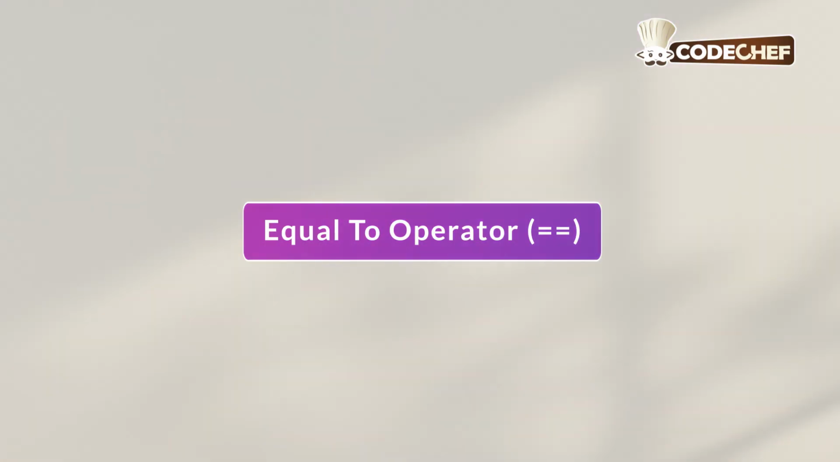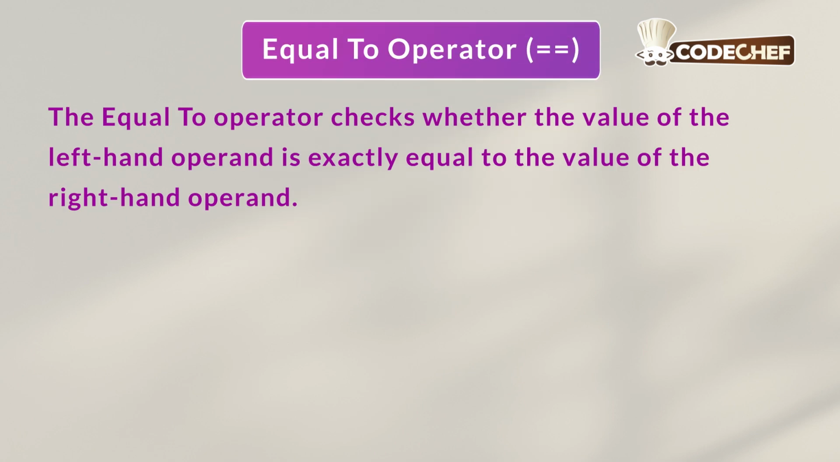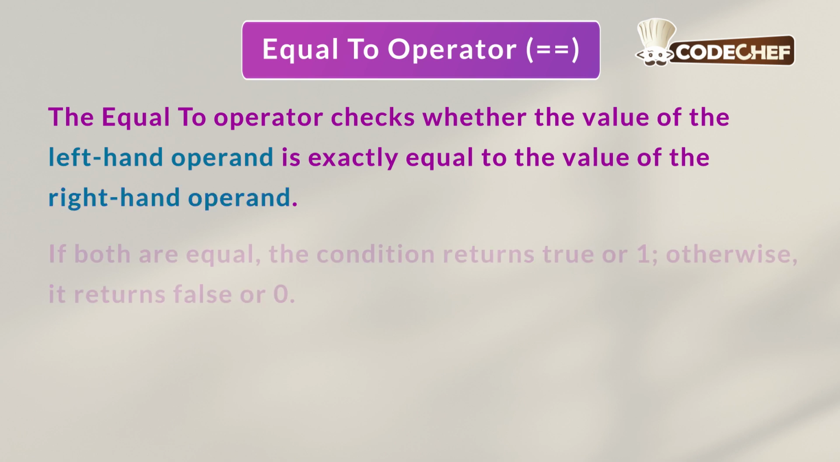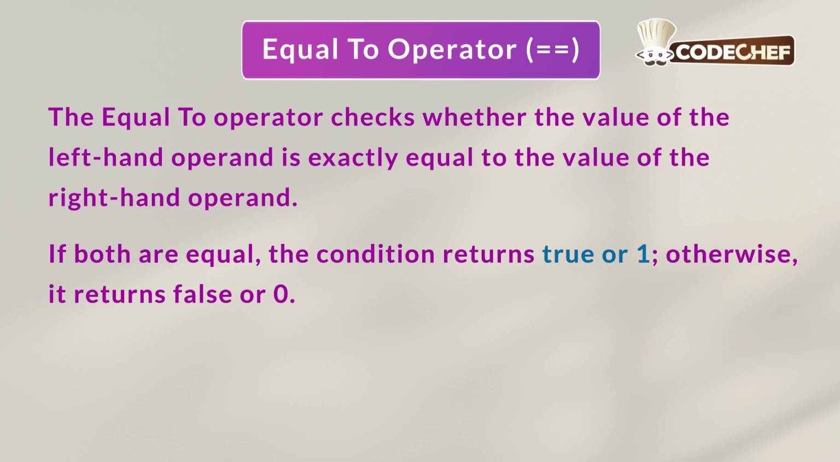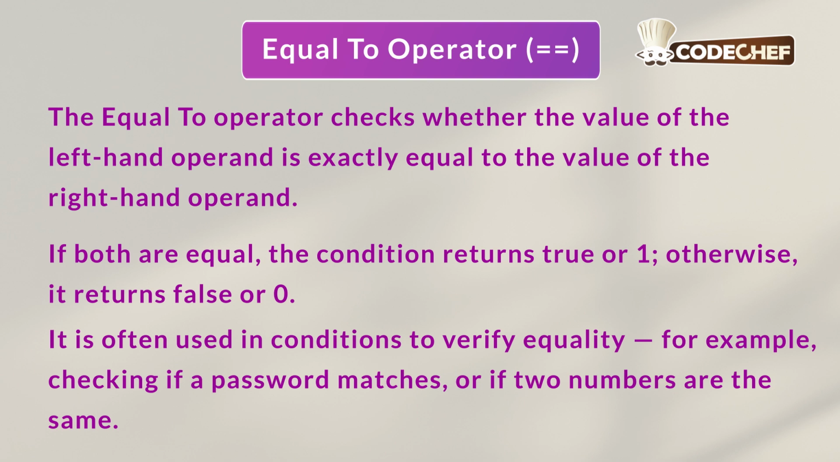The first type of comparison or relational operator is the equal to operator, which is denoted by two equal signs. The equal to operator checks whether the value of the left-hand operand is exactly equal to the value of the right-hand operand. If both are equal, the condition returns true or 1, otherwise it returns false or 0. And let me tell you an application of the equal to operator. It is often used in conditions to verify equality. For example, checking if a password matches or if two numbers are the same.